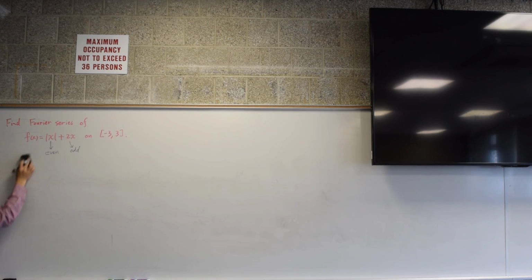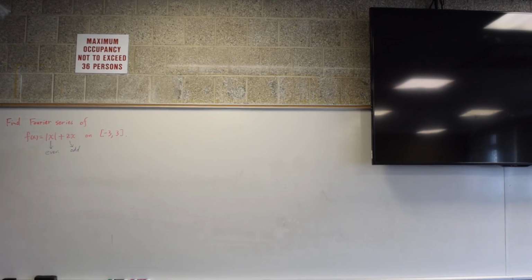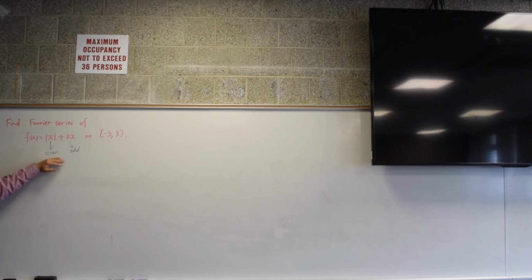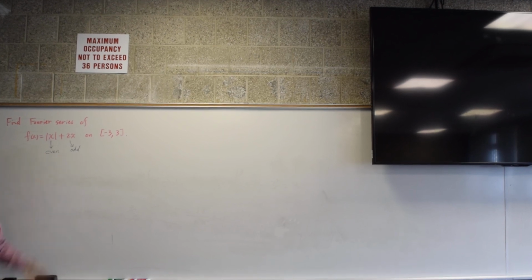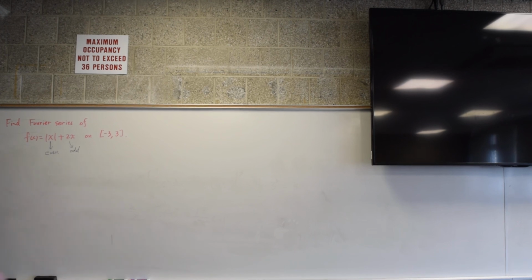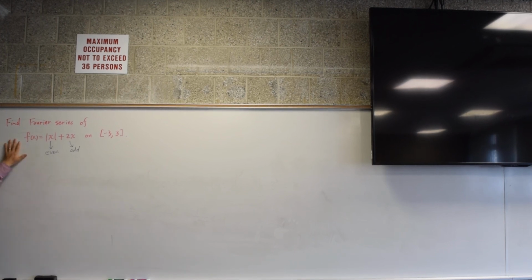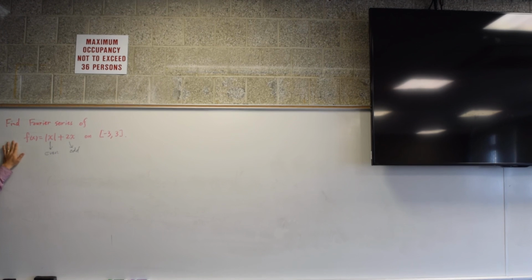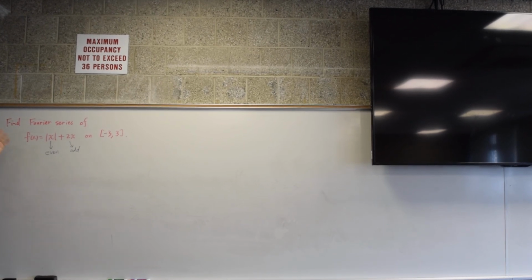Okay, so if you have an even function and an odd function added together, that's no symmetry. If you add an even function and an odd function together, it's neither even nor odd. So unfortunately, that means you have to calculate both an and bn because neither of them will be 0. Okay, so that's what you have.